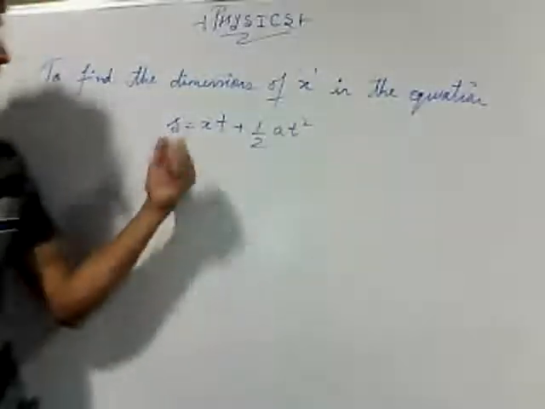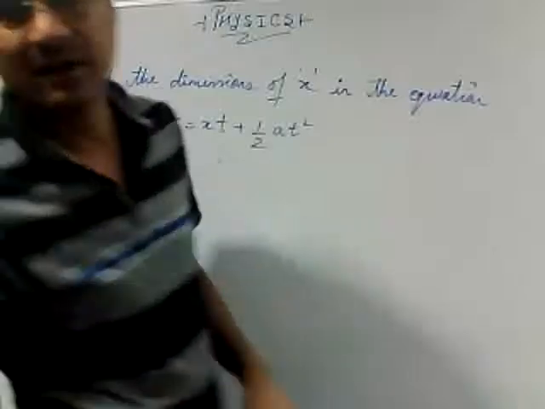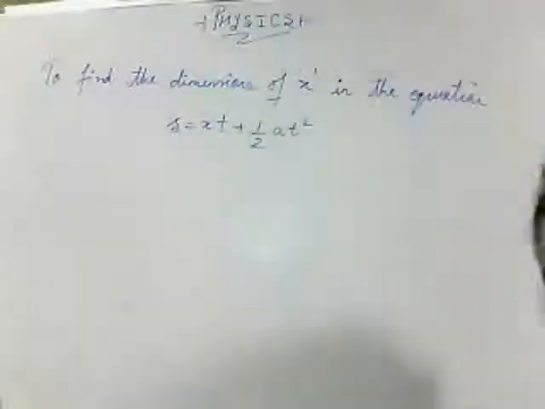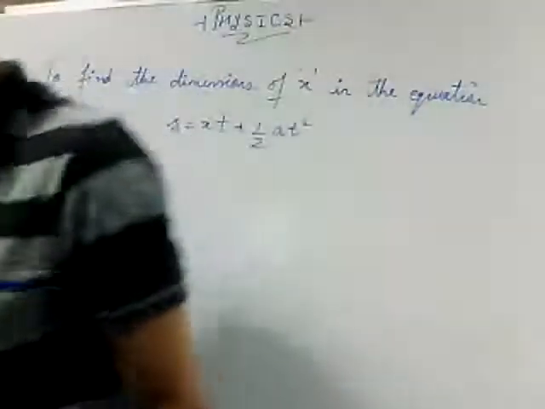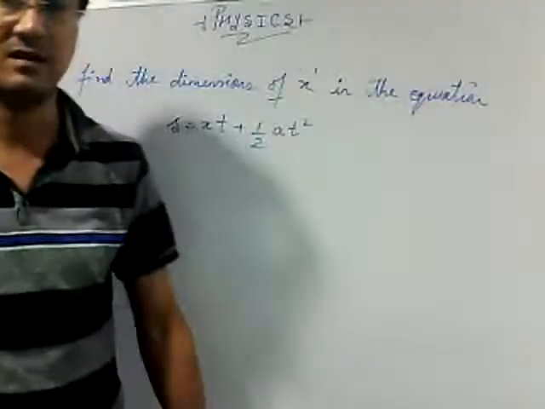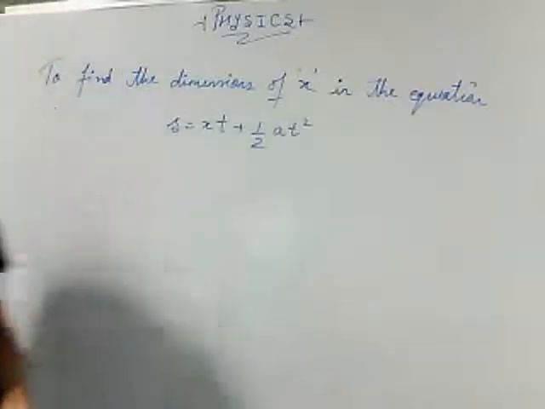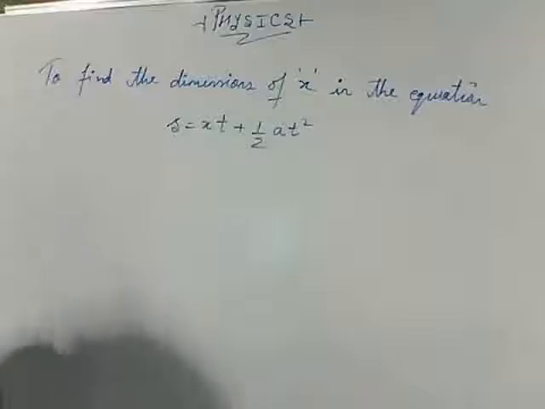Here s is the distance, t is the time, and a is the acceleration, and we need to find out the dimensions of x. Chalo, go ahead. Find the dimensions of x. Quick. Please be quick. Find out the dimensions of variable x.